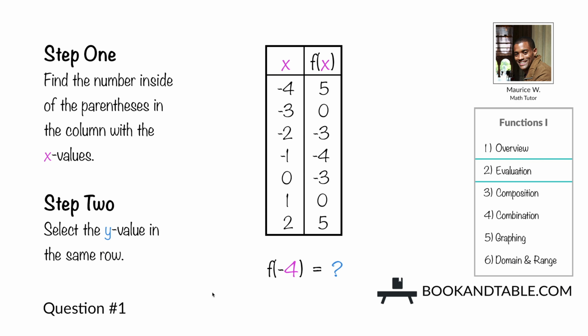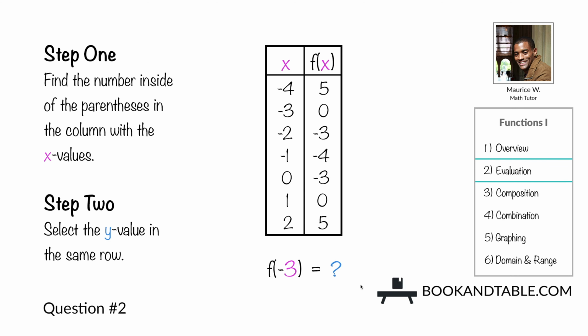Question number 1, step 1, find the number inside of the parentheses, -4, in the column with the x values. And step 2, select the y value in the same row. So we go to the column with the x's, we find -4, and we see f of x has a value of 5 when x is -4. So f of -4 is equal to 5. So that is the answer to question number 1.